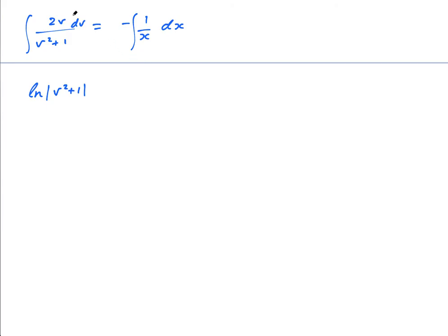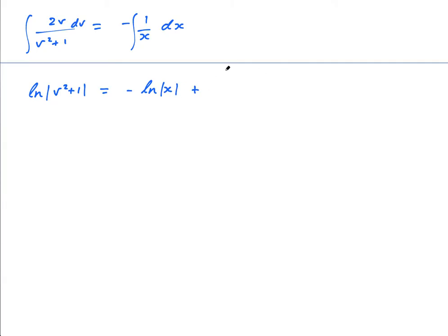If you're not sure, just use a substitution. I don't want to use another substitution inside this substitution because it'll get a bit confusing, but just make sure you know how to do that. Equals minus ln of x plus c.